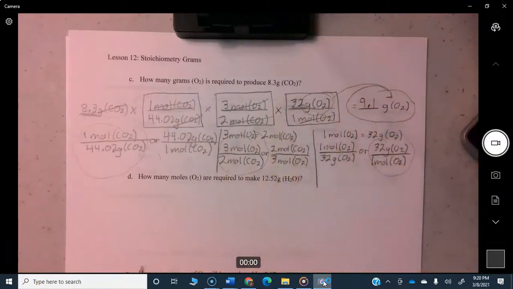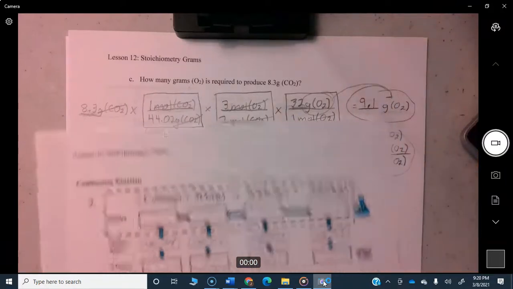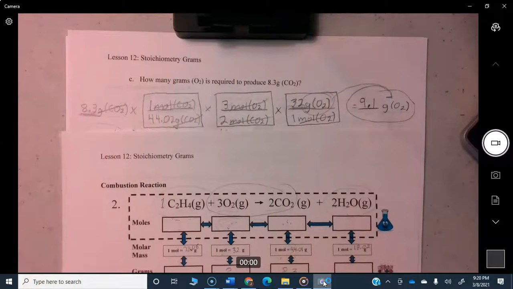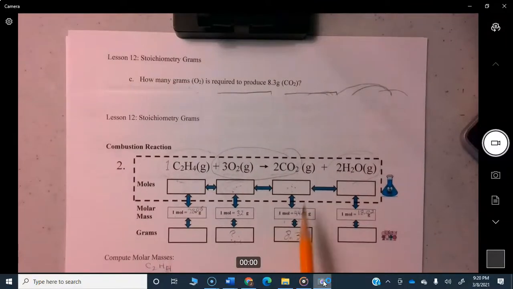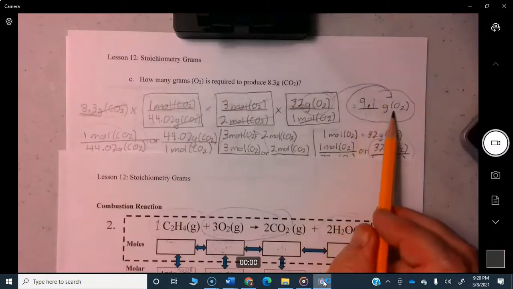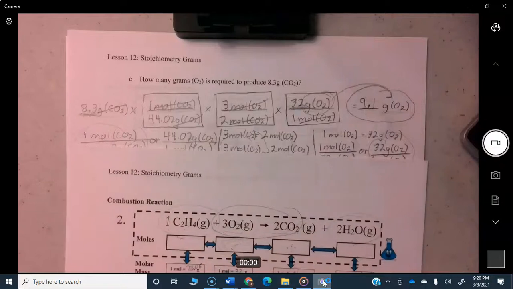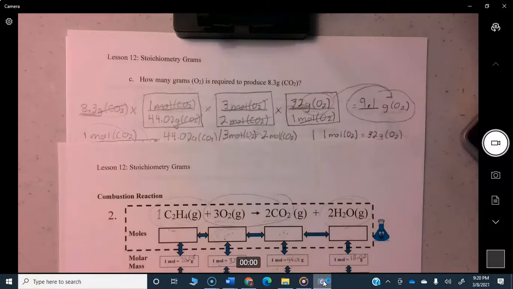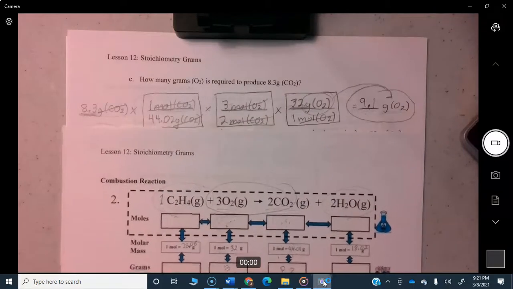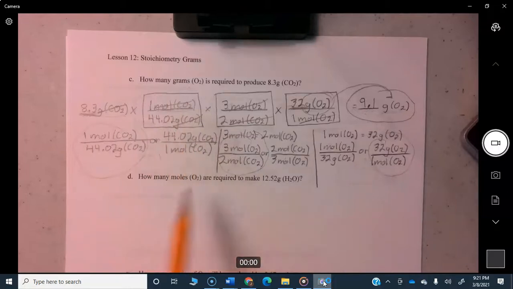Okay, so again, interpret what this is saying. It's saying that if you want to get 8.3 grams of CO2, you're going to need to put in 9.1 grams of O2. And that assumes that you have enough CH4, that you don't run out of CH4. That's always an assumption when you do this. You don't run out of any of the other compounds or elements, okay? All right, so that takes care of that.